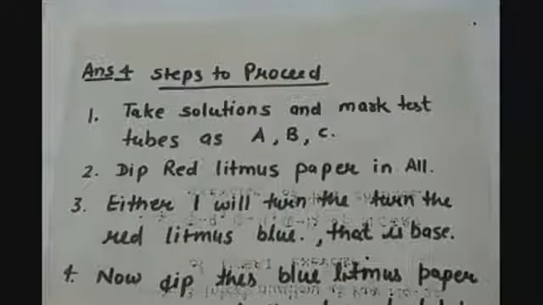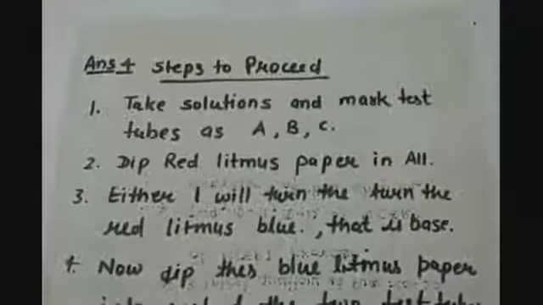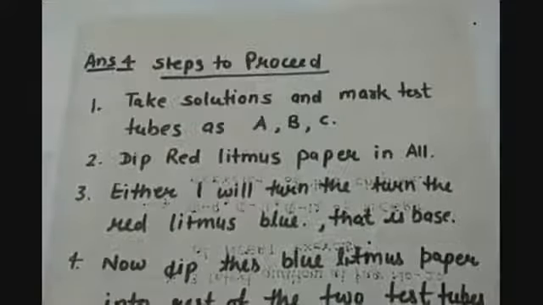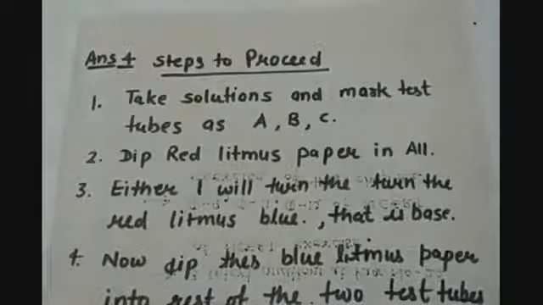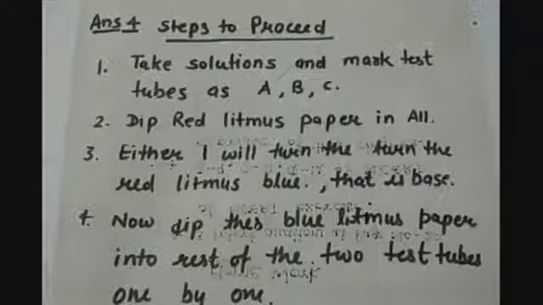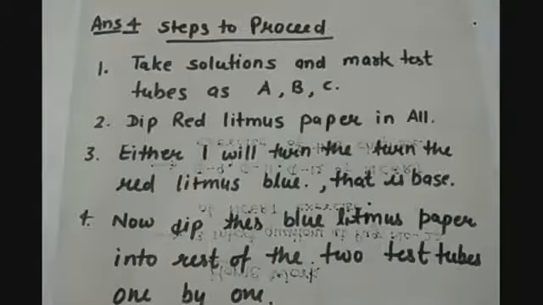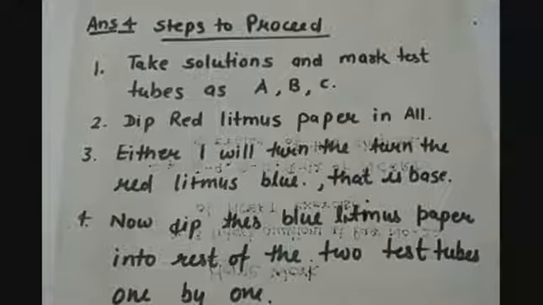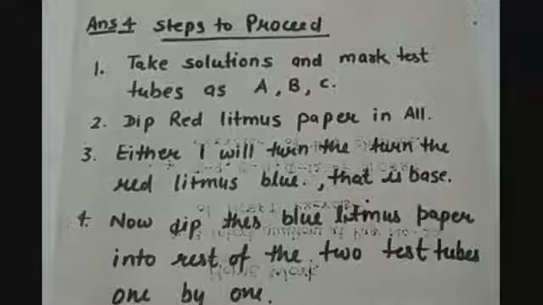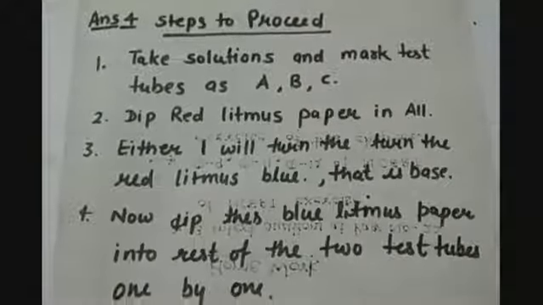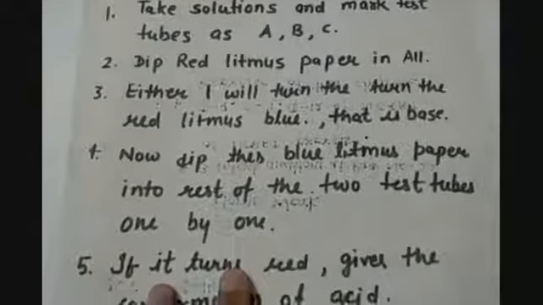Step 1 is, take the solutions and mark the test tubes as A, B, C. Second, dip red litmus paper in all. Only red litmus paper is provided to us. Either one will turn the red litmus paper blue, and that is the base, because we know that bases turn red litmus paper blue. So 1 is identified. Now we are left with 2.